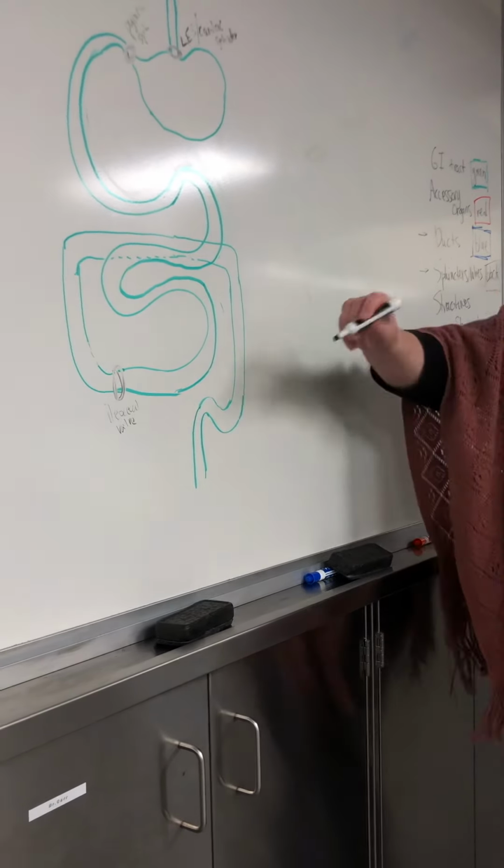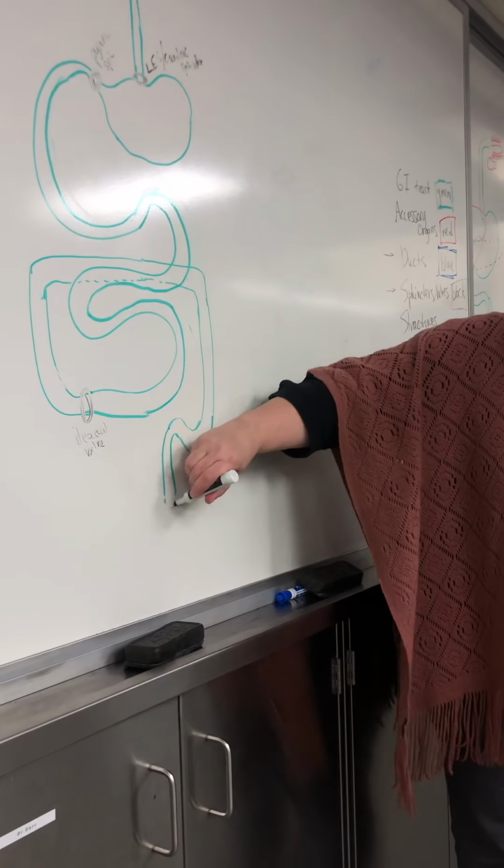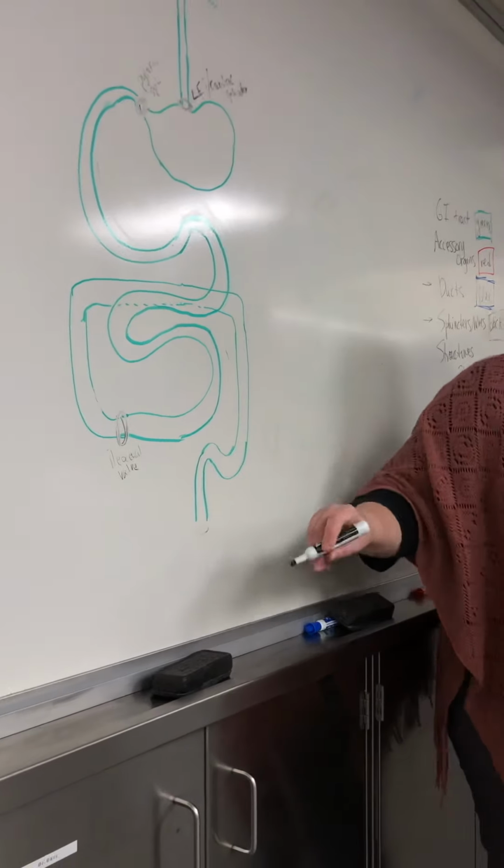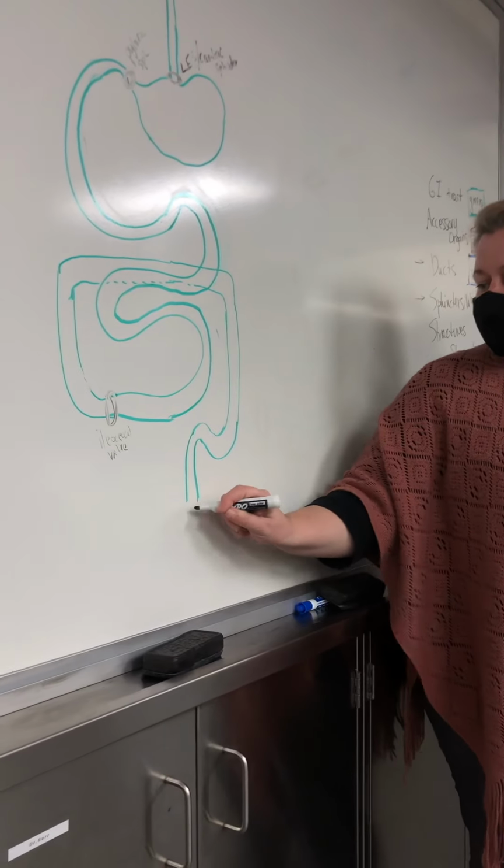The next one we're going to take a look at is going to be right here. A small ring of smooth muscle.